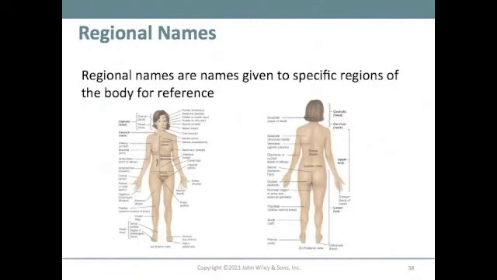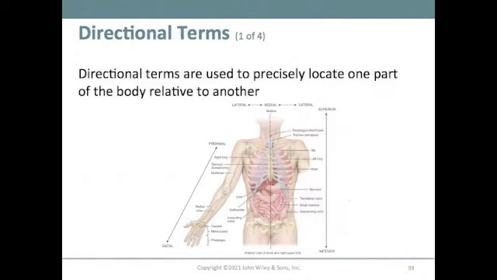And then you can see the regional names there. The boldface is talking about the regions here. You see they're kind of in brackets, and you can see that in your textbook as well. So we also use what we call directional terms. Page 17, figure 1.7.